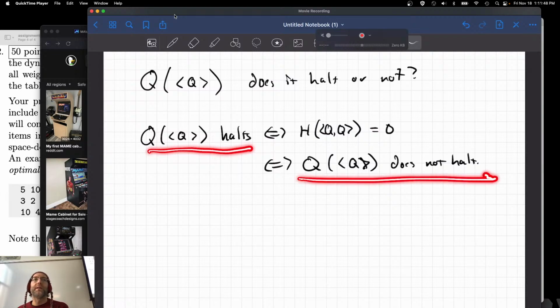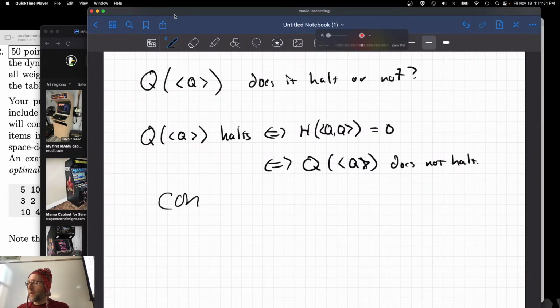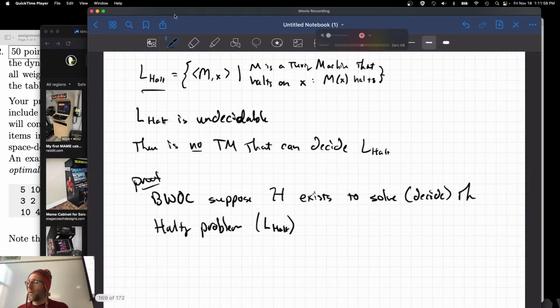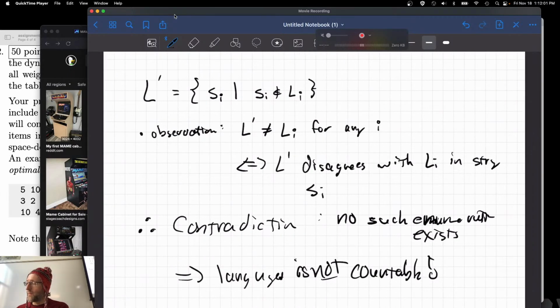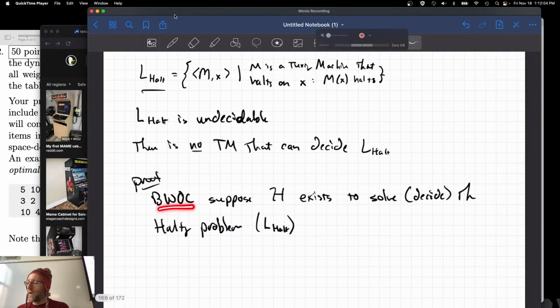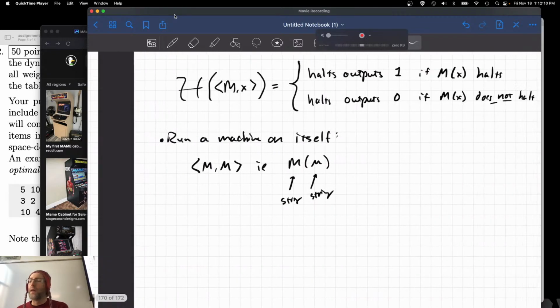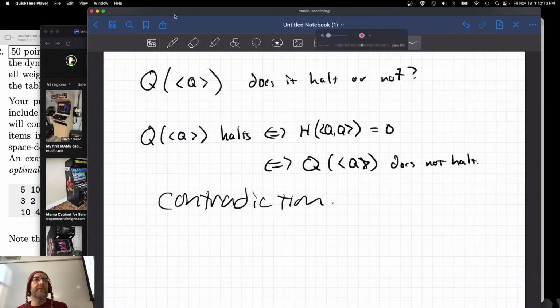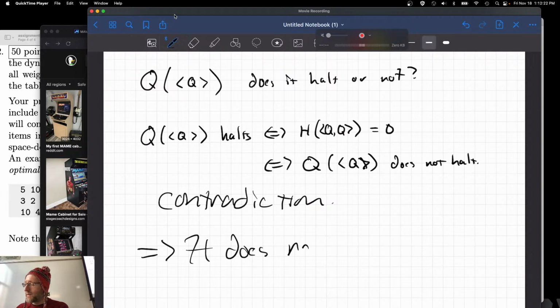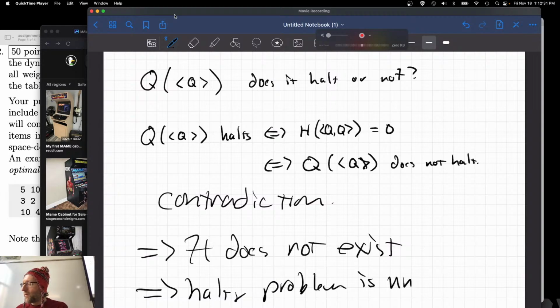What do we have here? It's a contradiction. And what did our proof start out with? By way of contradiction, suppose that H does exist. If H exists, I can construct another machine such that this contradiction occurs. Therefore, that machine H does not exist. Therefore, the halting problem is undecidable.